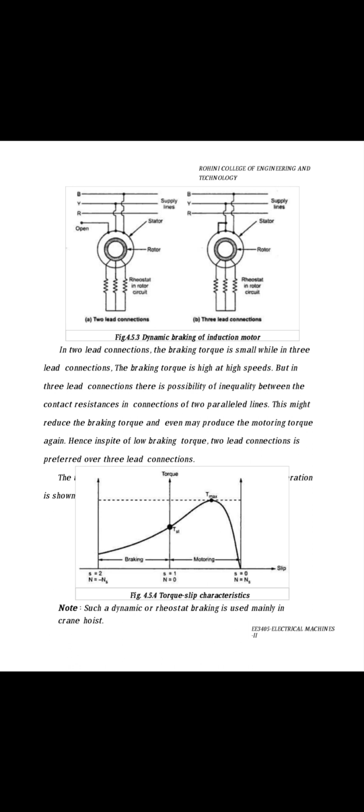In two-lead connection, the braking torque is small, while in three-lead connection, the braking torque is high at high speed. But in three-lead connection, there is a possibility of inequality between the contact resistances in the connection of the two parallel lines. This might reduce the braking torque and may even produce motor torque again. Hence, in spite of low braking torque, two-lead connection is preferred over three-lead connection. Next one is the torque slip characteristics of the motor.